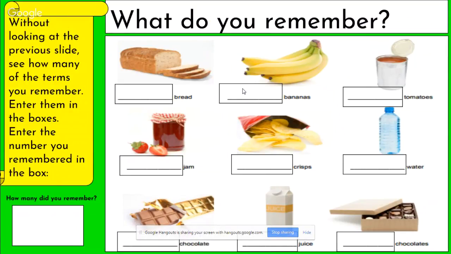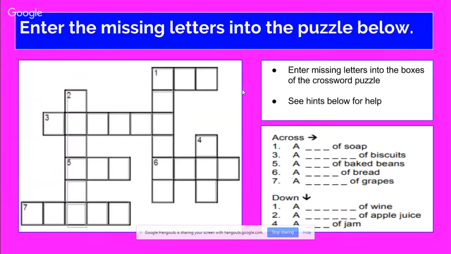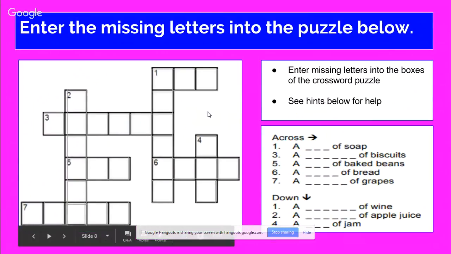The next section is, what do you remember without looking at the previous slides? See how many of the terms you remember, enter them in the boxes, and then enter the number you remembered in the box below. In this one, I made it where they could actually type the letters into each box in the crossword. So enter the missing letters in the puzzle below.